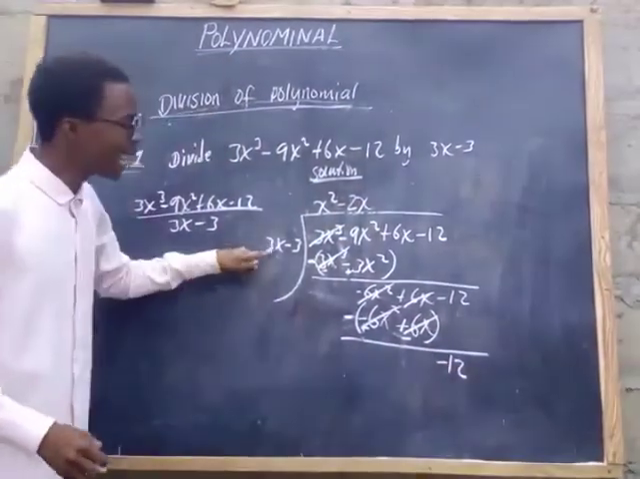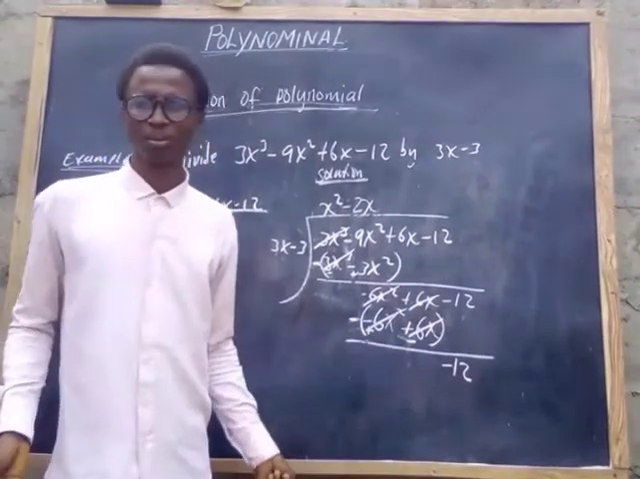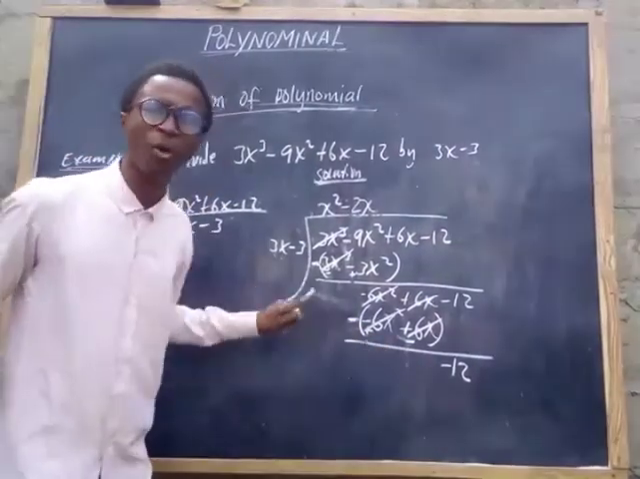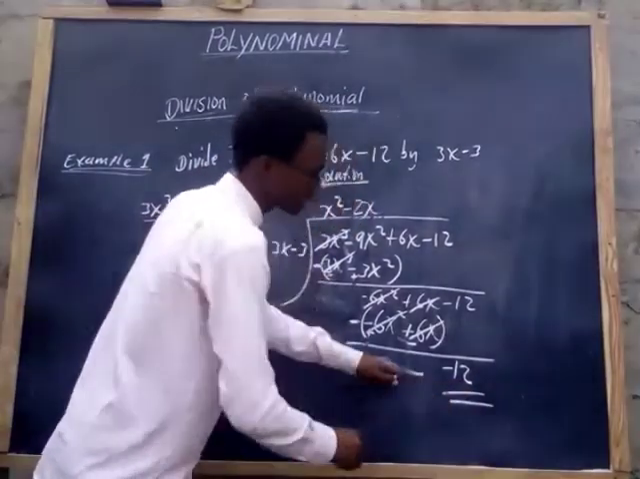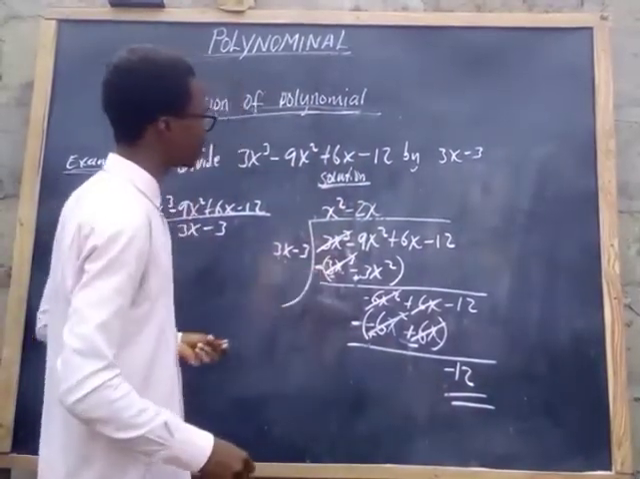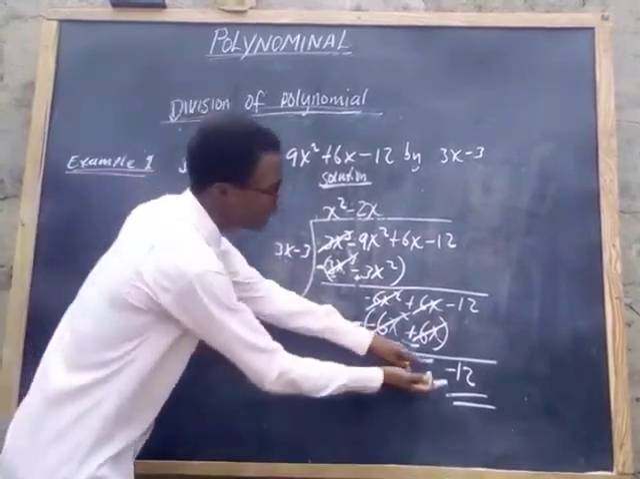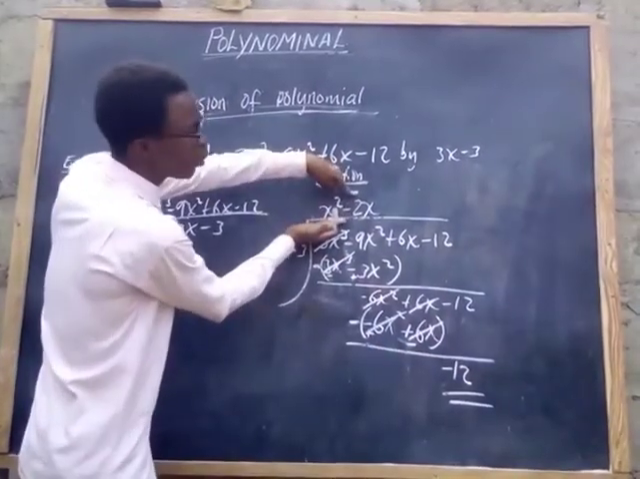Good. 3x can go into 12? No. 3x, in fact, 3 can go into 12, but x cannot go into 12. So therefore, that's your answer. Do you see? This is your answer. So now, how are you going to arrange it? So this is what we call the remainder. This is what we call the quotient, right?